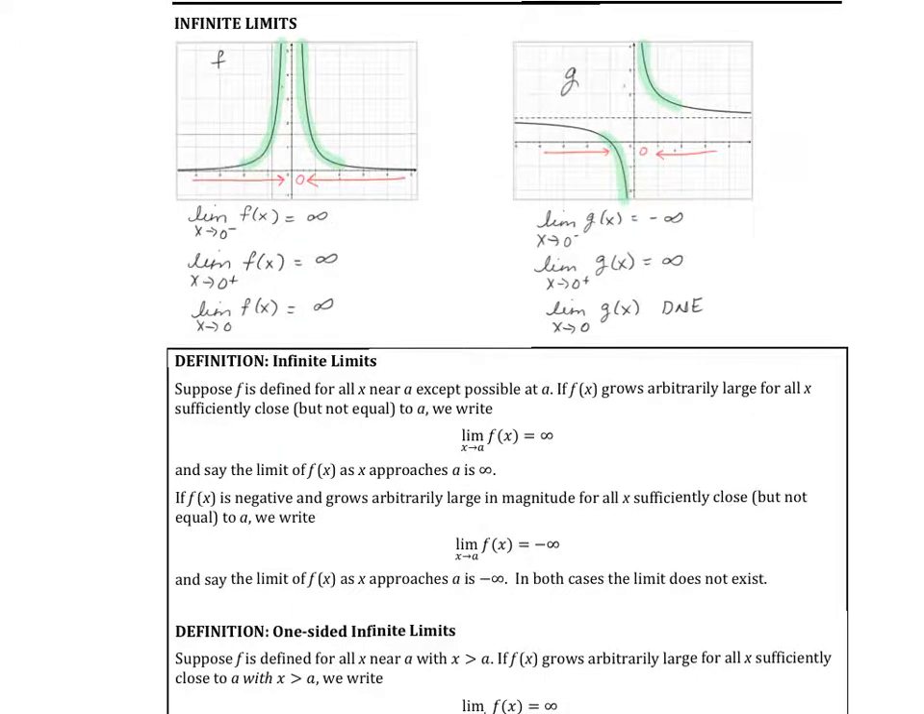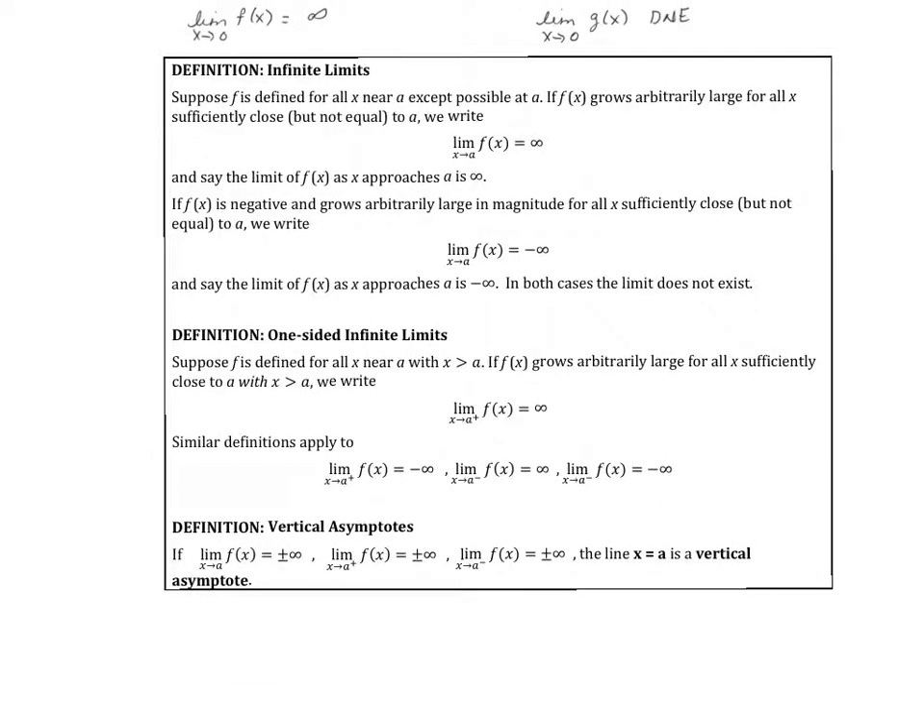Let's look at some definitions. So the definition of an infinite limit has all the stuff we had before. You have your f, it's defined for x near a, except possibly at a, so the usual limit stuff. So if f of x grows arbitrarily large for x's sufficiently close to a, then that would be our limit. It would be positive infinity. And this is how we would write it. The limit as x goes to a of f of x is equal to positive infinity.